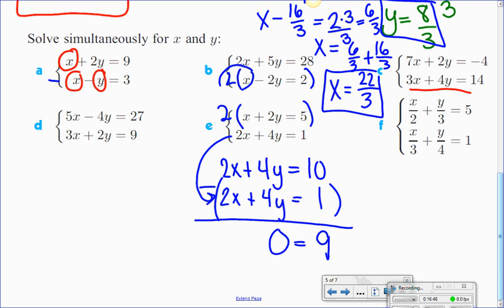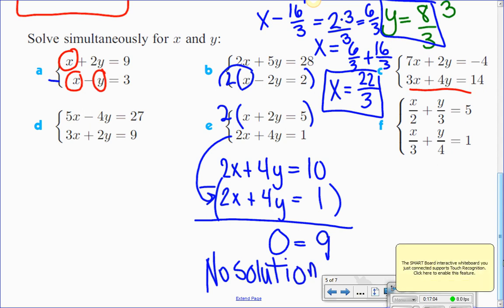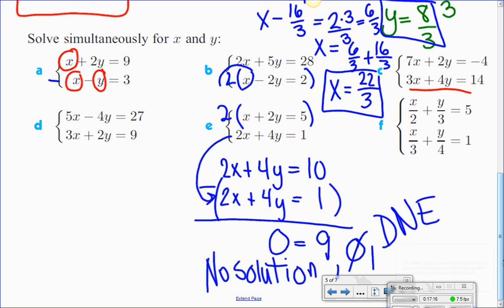Remember when we were solving equations, if we got 0 is equal to something that is not 0, it means there's no solution. So there is no solution to this simultaneous equation. And the reason that is because these lines, if you graphed them, they would be parallel. So they never intersect. They have the same slope. So no solution, you could write the empty set. You could write DNE, and that means does not exist. So any of those 3 solutions is appropriate.